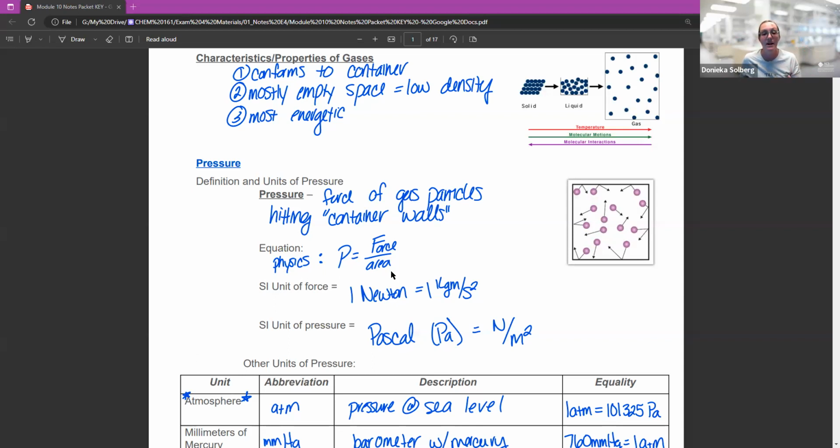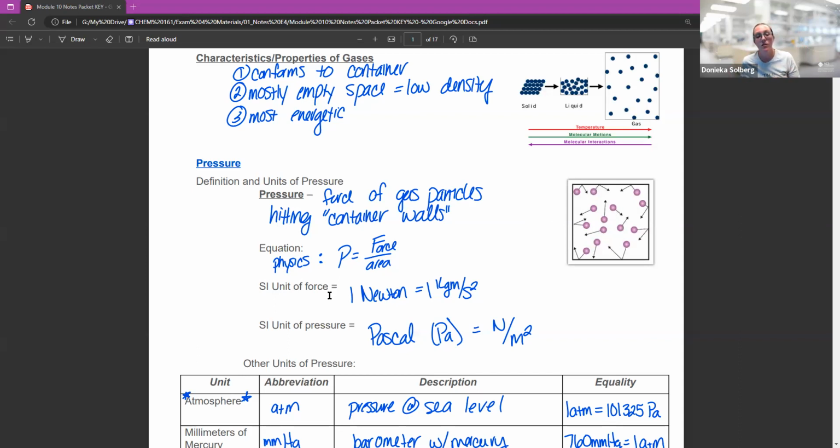So what is happening with a gas since it's mostly empty space? Well, it's the force of those gas particles actually hitting the container walls. Okay, so the particles are bouncing around, right? Moving all over the place. Every time they hit the wall, they put pressure on it. They put a force on it, and we measure that as pressure.